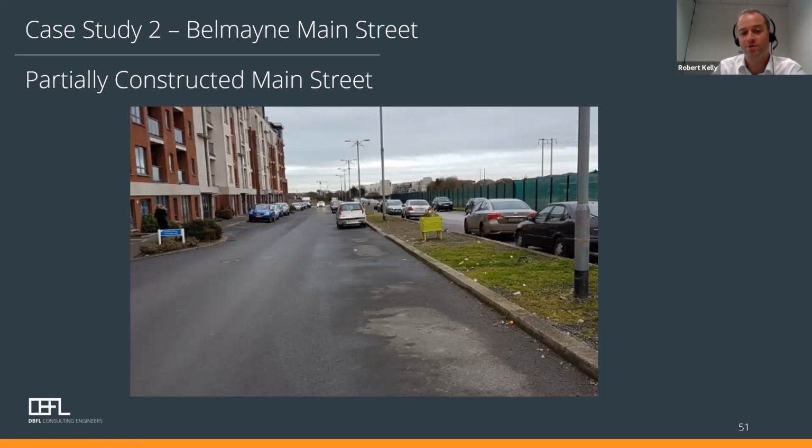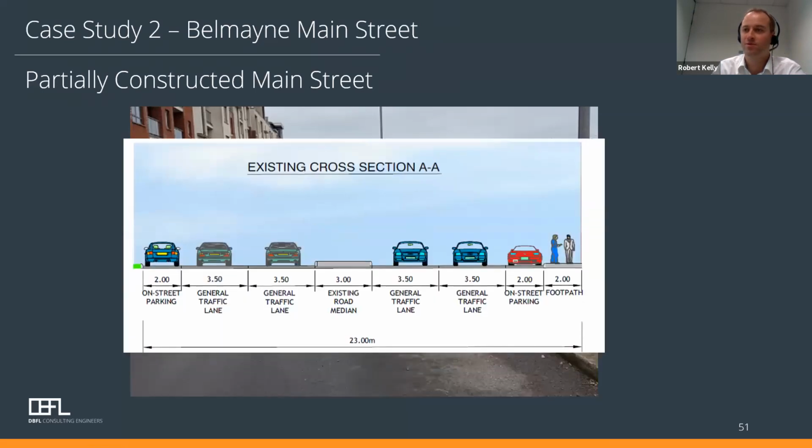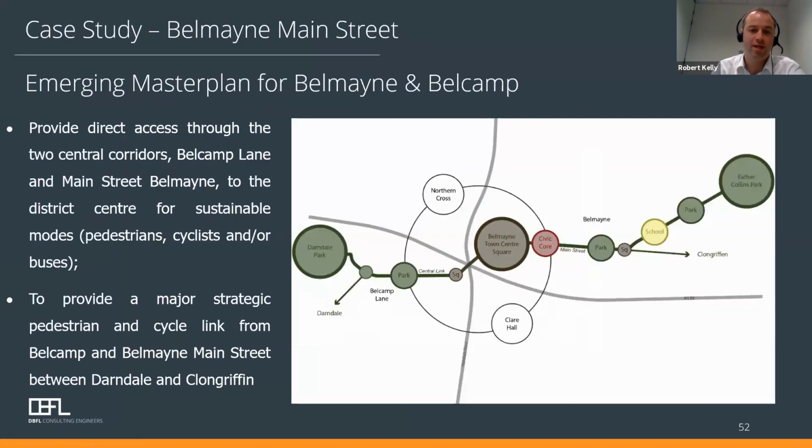Obviously, the road's in place, built up to base course level, and you'd imagine that the answer is to complete the missing link based on the same cross section, which basically allowed for 2 lanes in either direction. It was always identified that one of the lanes would be a bus lane, but crucially, no facilities for cyclists.